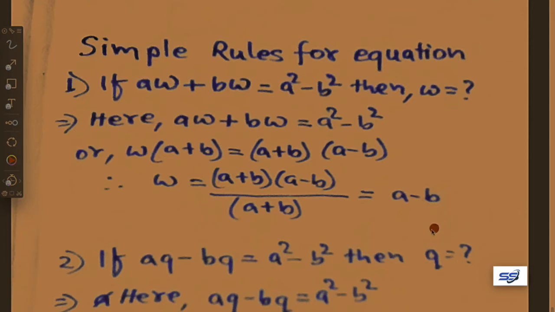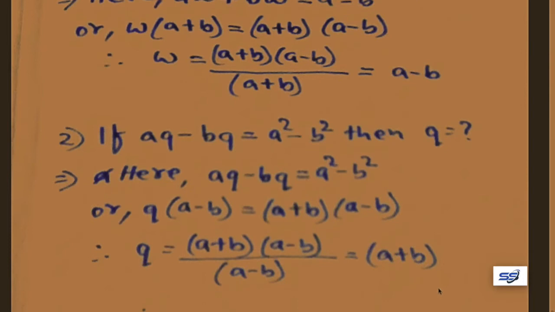Similarly, rule number two is given here. If aq minus bq equals a square minus b square, then q equals what? Here this is also a simple equation. From here we have to find the value of q. Here aq minus bq equals a square minus b square. Here q is taken common, so it becomes q in bracket a minus b, equal to a plus b, a minus b.